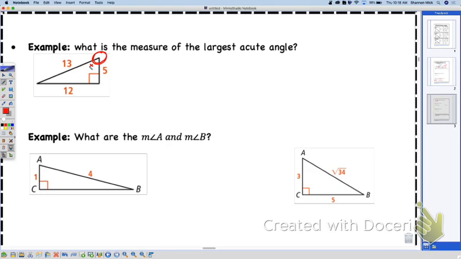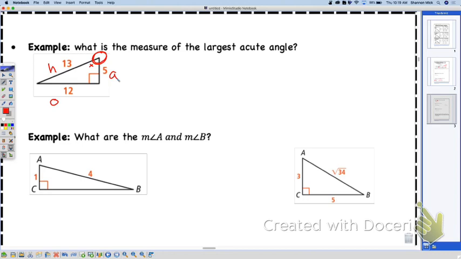So we're going to label it. So this is opposite. Yes? 12 is opposite. 13 is hypotenuse. And 5 is adjacent. Now, normally they are not going to give you all 3 sides. They're going to give you only 2. Does that make sense? So, now I've got to pick which function I want to use.